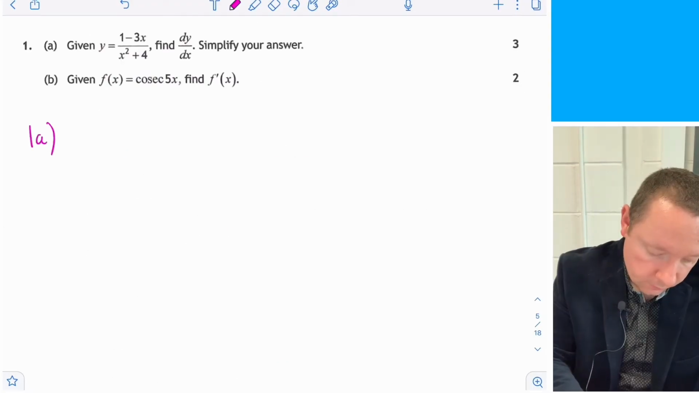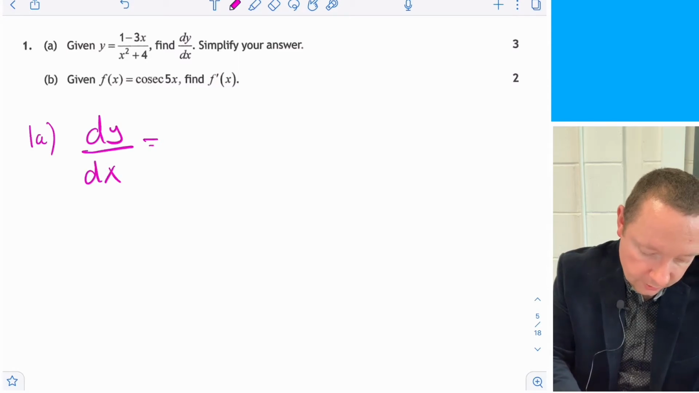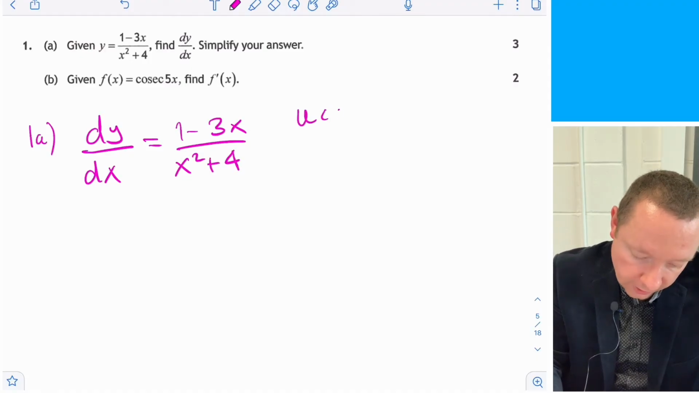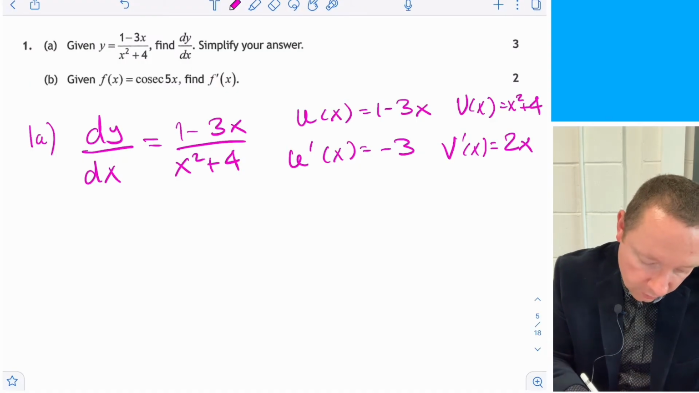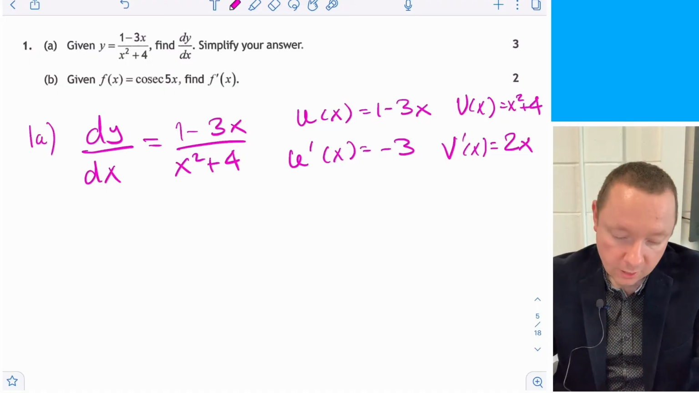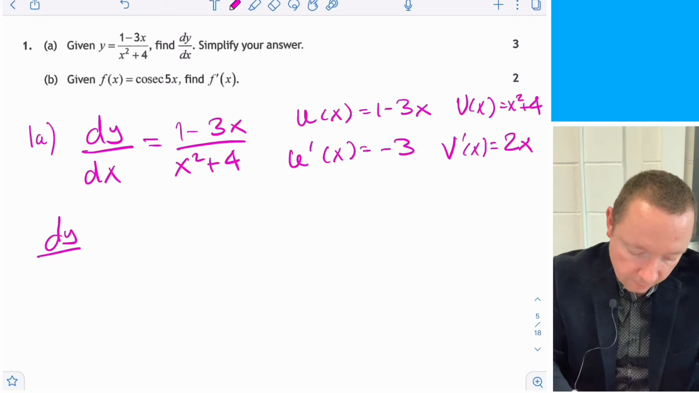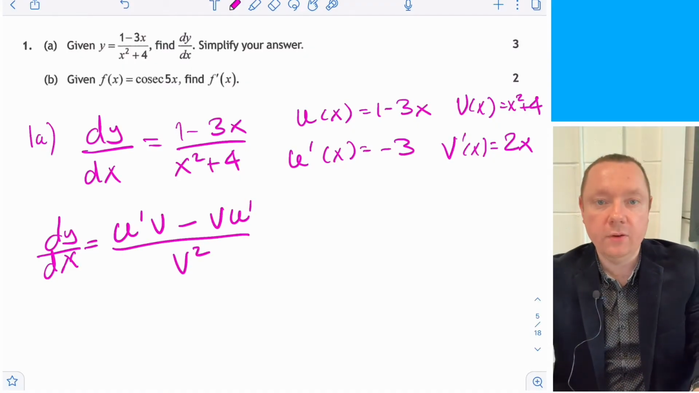So 1a, dy by dx is 1 minus 3x over x squared plus 4. So I'm going to let u of x equal 1 minus 3x. So that means u dash of x is minus 3. And I've got to let v of x equal x squared plus 4, which means v dash of x is 2x. And if you remember our quotient rule for our function, u of x over v of x is u dash v minus v u dash all over v squared. U and v all being a function of x.